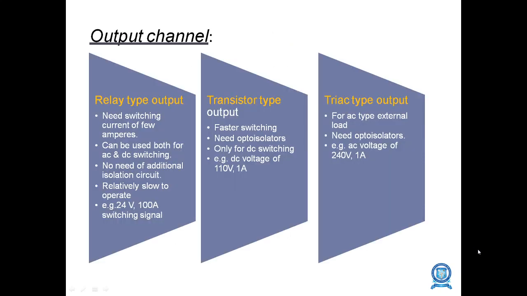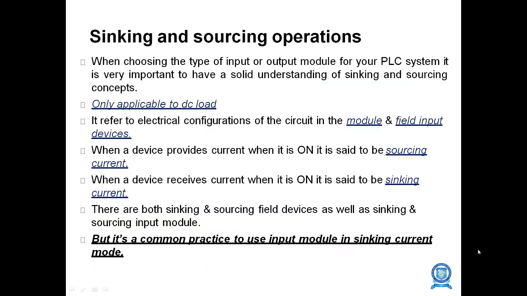The output channel has three types: relay type output, transistor type and triac type output. In relay type, it can switch currents of a few amperes and can be used for both AC and DC switching. No additional isolation is needed, and it is relatively slow to operate. In transistor type, the output is faster, needs opto-isolators and is only for DC switching. In triac type for AC, it needs opto-isolators and the AC voltage is 240 volt at 1 ampere.